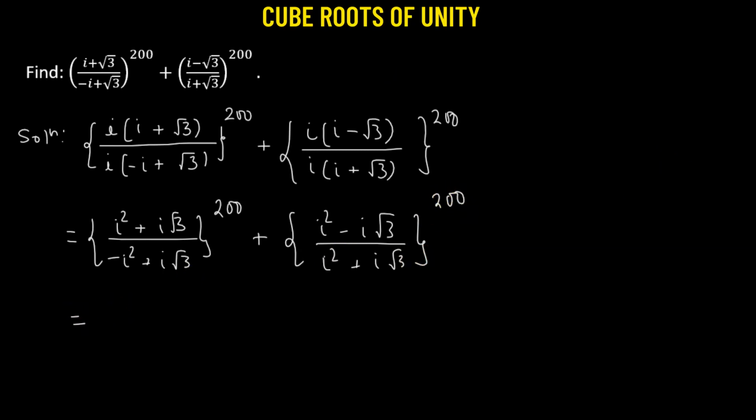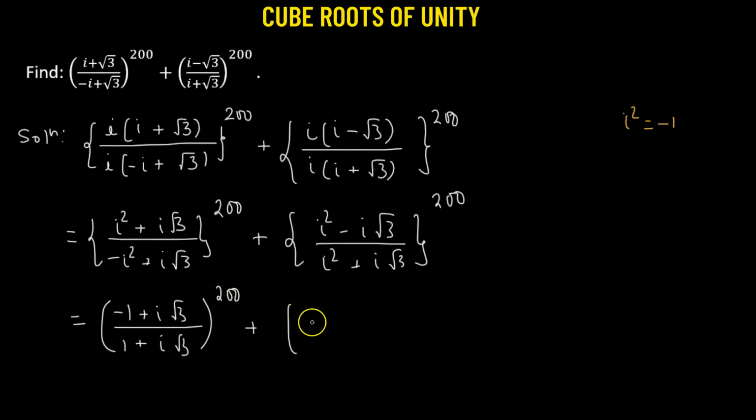Now i squared, that's the value of iota. So iota squared is negative 1. Let's use this value. This will give us negative 1 plus i times square root of 3 divided by, the negative of negative 1 will be positive 1, so we have 1 plus i times square root of 3, whole raised to the power of 200. Plus, here we have i squared, so that's negative 1. So we have negative 1 minus i times square root of 3 divided by negative 1 plus i times square root of 3, whole raised to the power of 200.